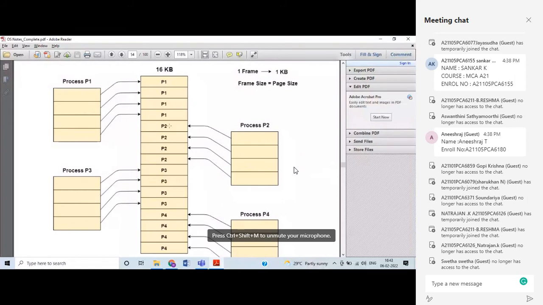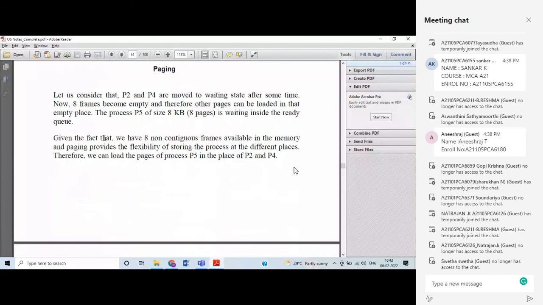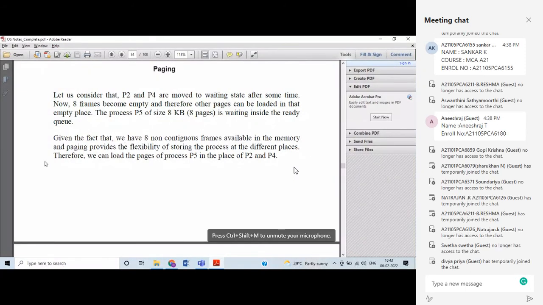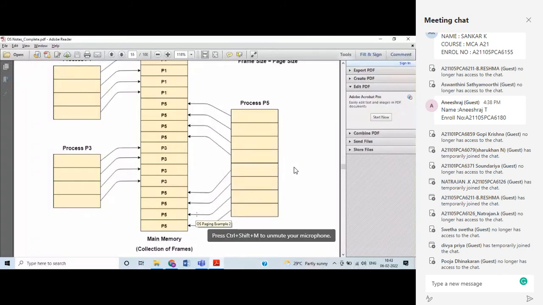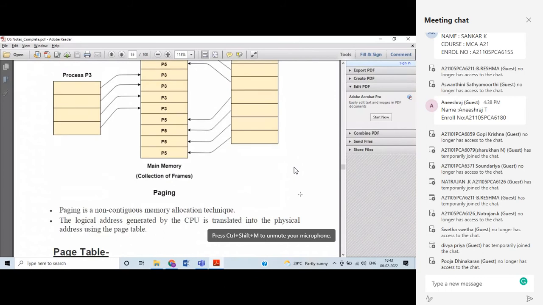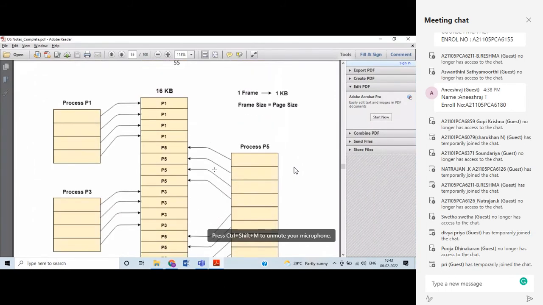So given the fact that P2 and P4 have gone, the space becomes free, which is non-contiguous. We have these 8 non-contiguous frames available in the memory, and paging provides the flexibility of storing the process at different places. Therefore we can load the pages of process P5 in the places of P2 and P4. So P5 comes here, and in the places of P2 and P4 we can store the process. So this is the concept of paging.